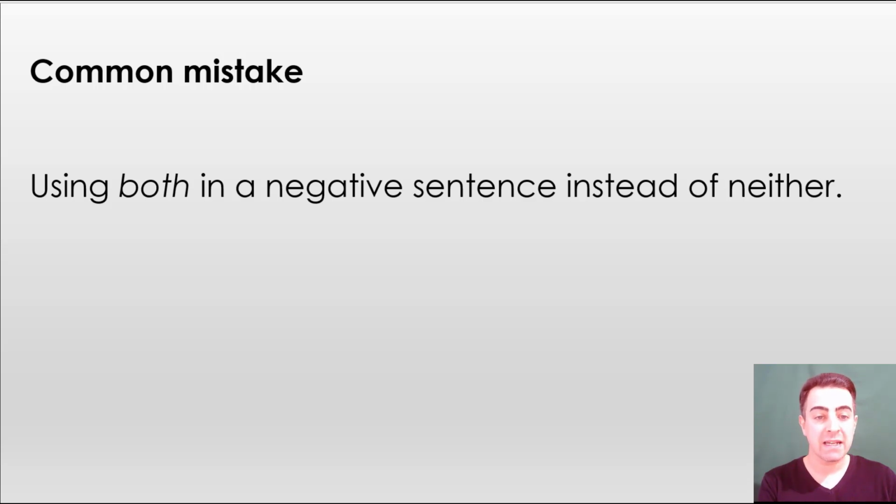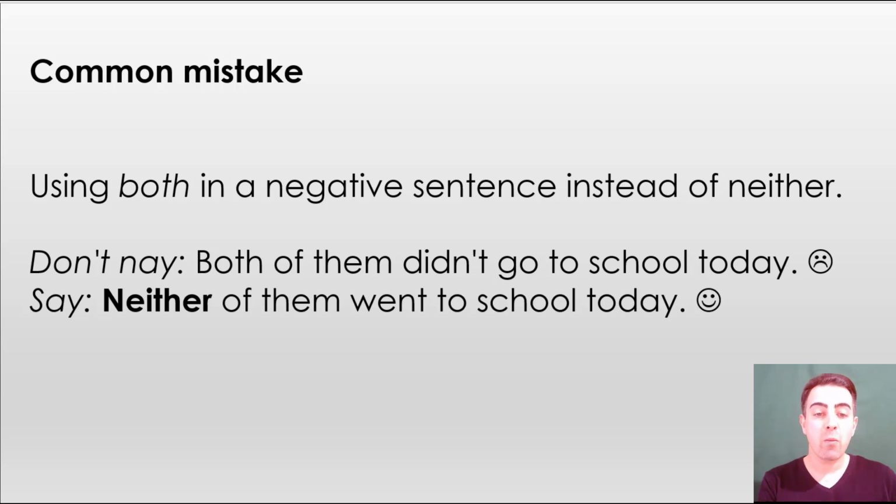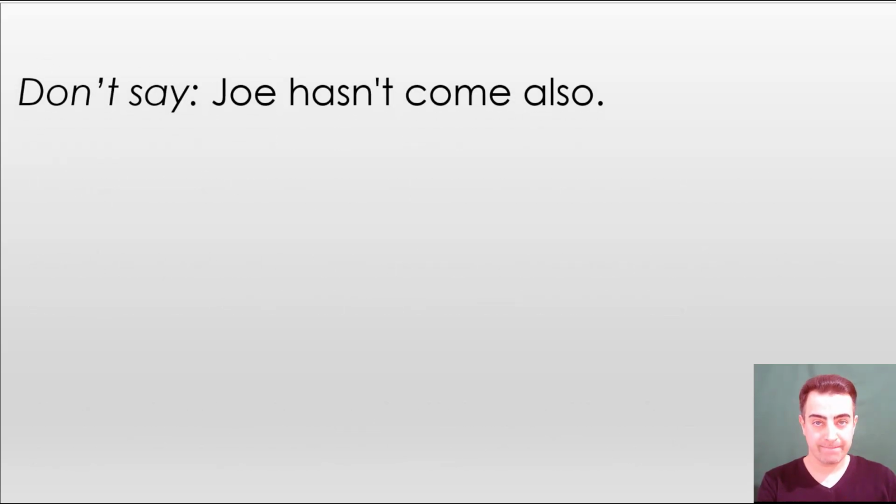Using both in a negative sentence instead of neither. Don't say, both of them didn't go to school today. Say, neither of them went to school today. Remember to change both into neither in a negative sentence and use a positive verb. Don't say, Joe hasn't come also. Say, Joe hasn't come either.